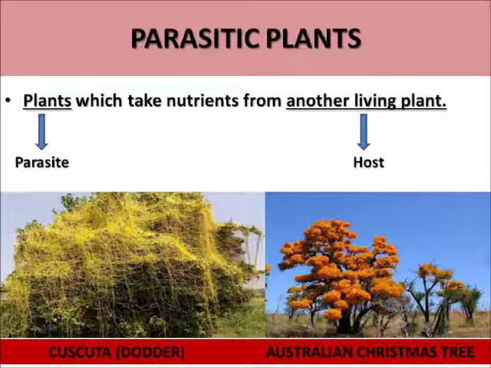So these plants, especially the dodder, do not have chlorophyll. Even if they have, it is very little, which is not enough for photosynthesis. So this is one example of the parasitic plant. Another example is the Australian Christmas tree. These plants are equipped with green leaves. If you look at these plants, you can see on the screen, they have green leaves. That means they have chlorophyll.